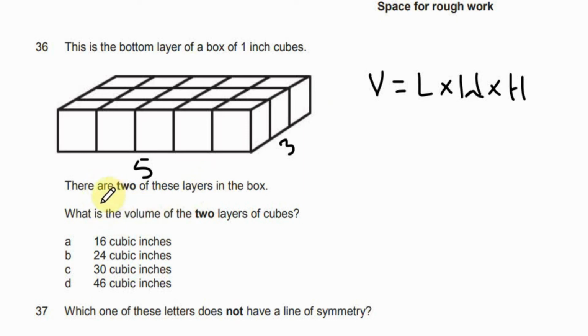So remember here guys, I said there are 2 of these layers in the box, meaning you have another layer on top of this. If we have another layer, then we'll have 2 cubes going up. So therefore the height would actually be 2. So we have the length here, which is 5, times the width, which is 3, times the 2 layers going up, so the height is 2. So 5 times 3, that's 15. 15 times 2, that's 30. So that's 30 cubic inches. So therefore our answer here would be option C.